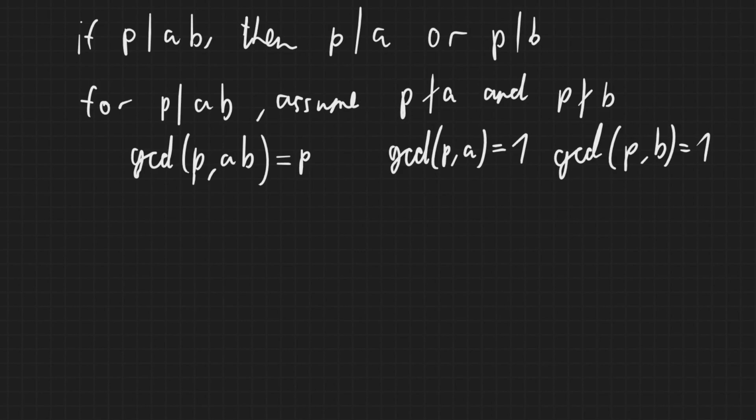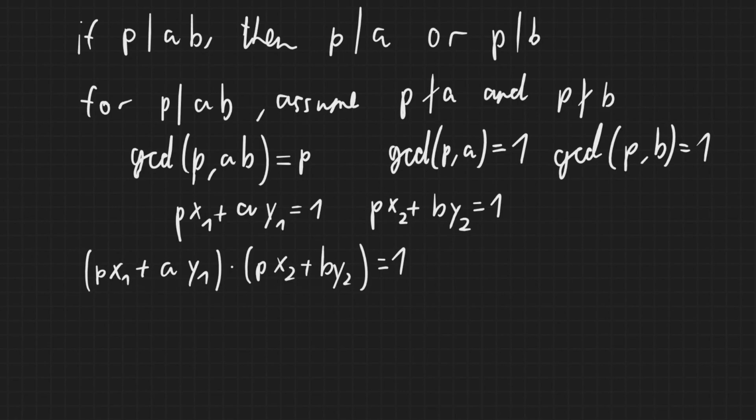At this point, we can use Bezout's identity. Because the GCD of p and a is 1, we know that we can write 1 as a linear combination of p and a. And for the same reason, we can also write 1 as a linear combination of p and b. And of course, this y doesn't have to do anything with this y, so we will give them numbers to distinguish them. Now we simply multiply these two terms together. The product of these two terms is still 1, of course, because 1 times 1 is 1.